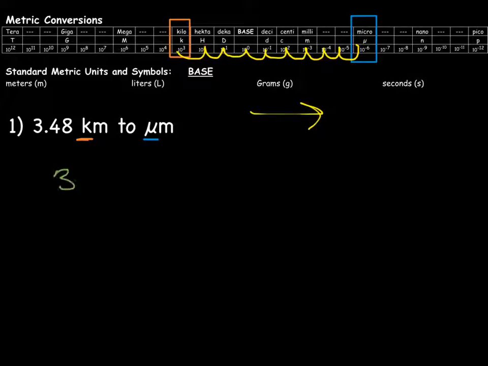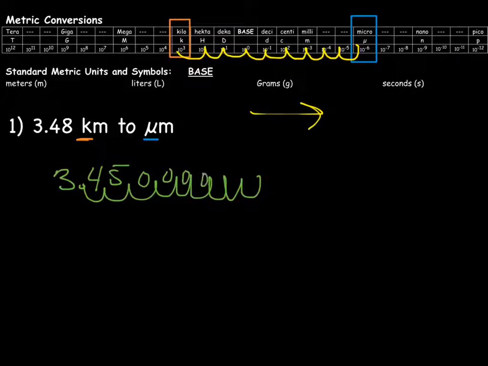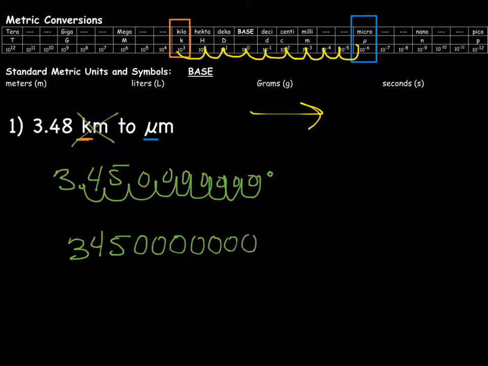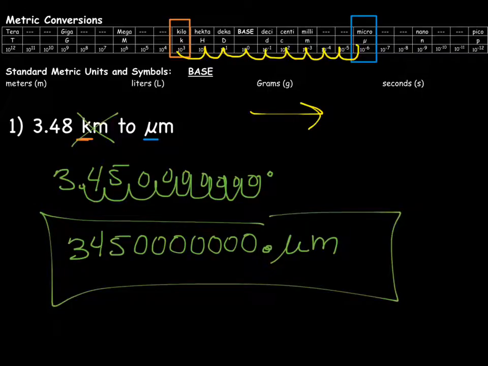So 3.48, 1, 2, 3, 4, 5, 6, 7, 8, 9. So there's zeros in all of those with a decimal at the end. And we've just converted from kilometers to micrometers. So 3, 4, 5 with 7 zeros after it with the unit micrometers. Not too bad. All right, let's try number 2.